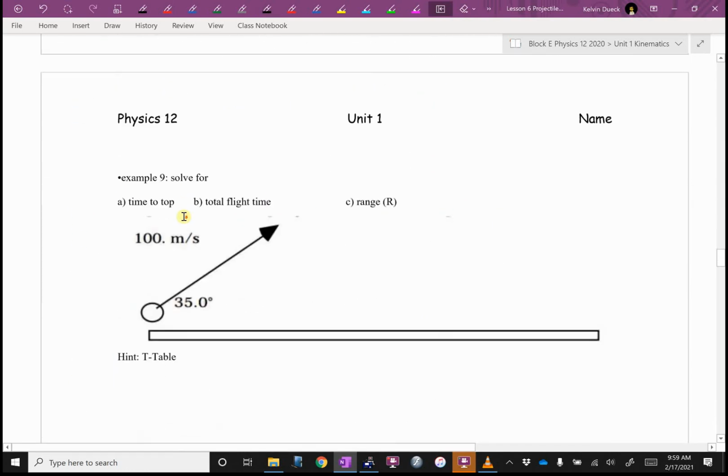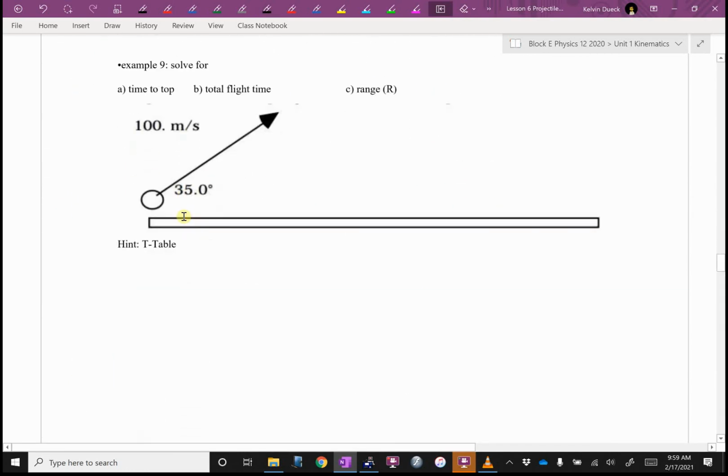Situation number two, example nine. You know what? On your test, there's going to be one question where we launch a projectile horizontally from a cliff. And Jack, I'll either give you the height and say find the range, or I'll give you the range and say find the height. And there's going to be a question where we launch from the ground at an angle. Components. That's going to be our strategy here.